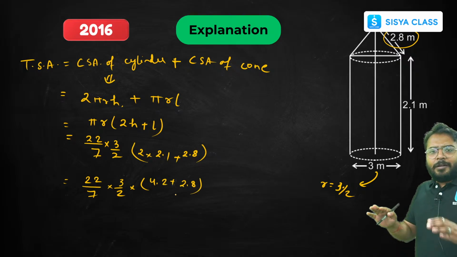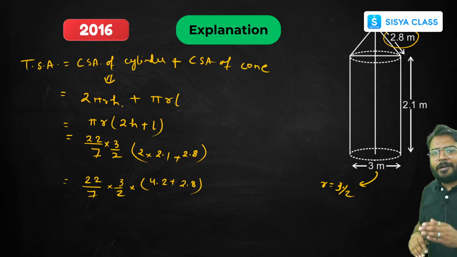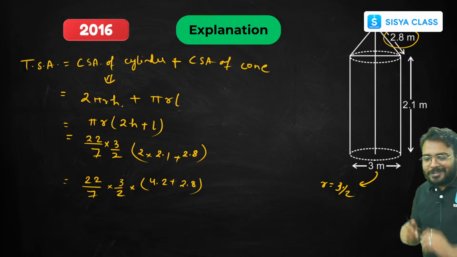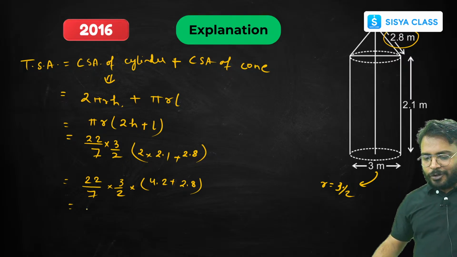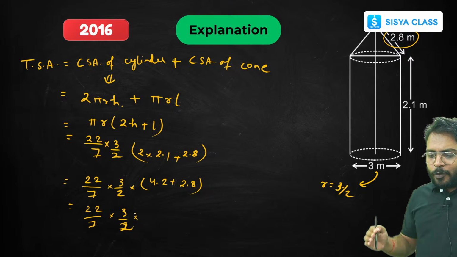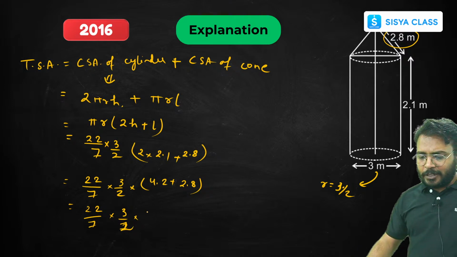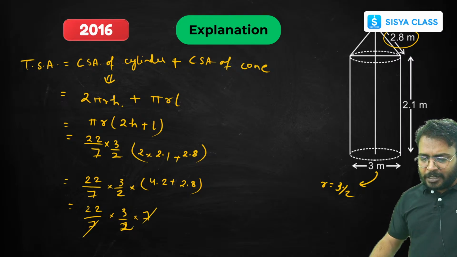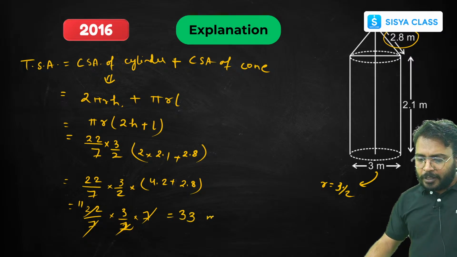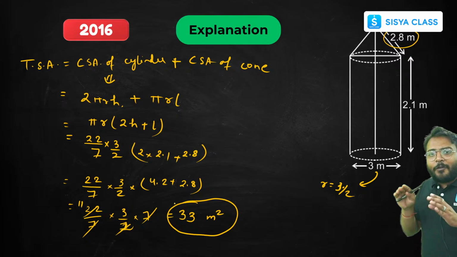So they have given dimensions in such a way that your calculations can be reduced. So 22 by 7 into 3 by 2 into 3 by 2 into 4.2 plus 2.8, it is going to be 7. So 7 and 7 will get cancelled, and 2 into 11 is going to be 22. So it is going to be 33. So this much area of canvas will be required.